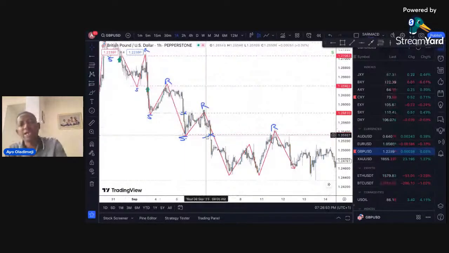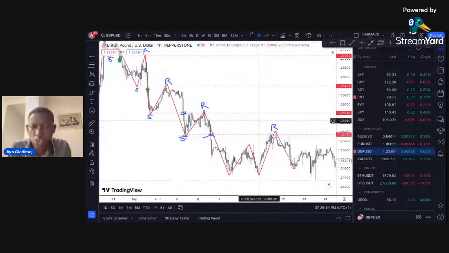Anywhere we see a resistance is a place to place a sell. But is it just as simple as I have described it? Do I just buy every time there is a support? No. There are mechanical conditions that you must identify that will tell you whether you are good to buy at a support or you are good to sell at a resistance.